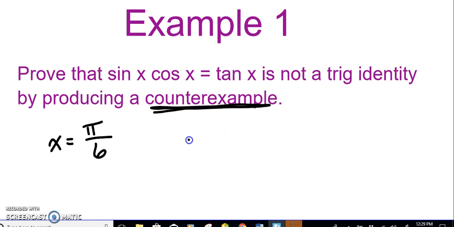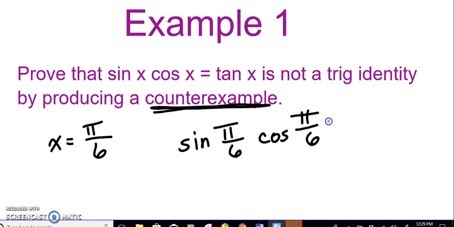So let's go ahead and do this part. So we're going to start off with sine pi over 6 times cosine pi over 6 equals tan pi over 6.